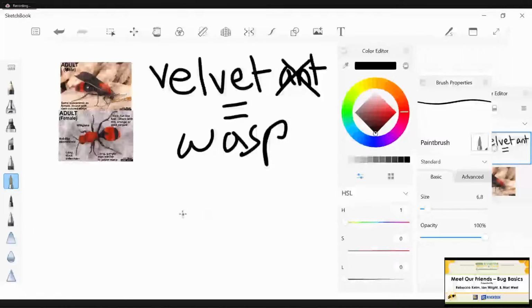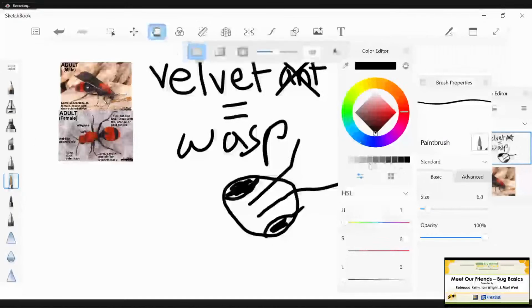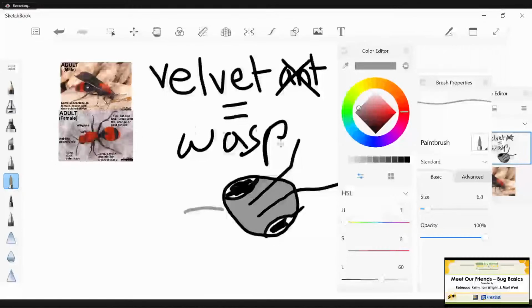So first we're going to start with the head, right? And on the head, if you'll recall, we have our 2 eyes. Right? And then we have our 2 antennae, which are between the eyes. Cool. I'm going to be fancy and color them in. Okay. And then we're going to do the thorax. So, oops, wrong color.